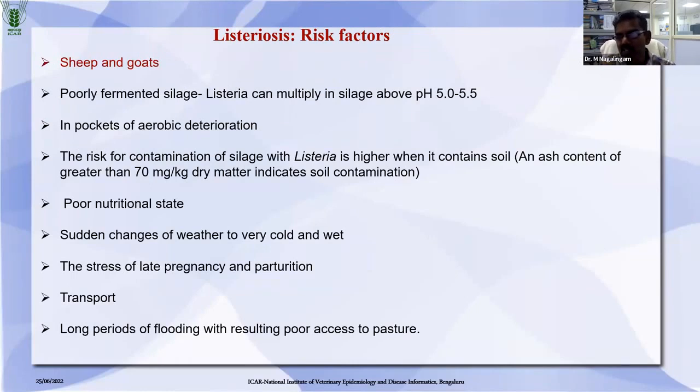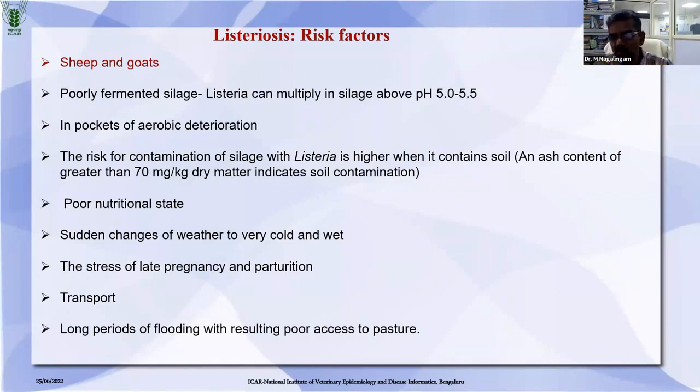Risk factors, again, include poorly fermented silage, because that silage will have pockets of aerobic deterioration wherein these organisms can grow. And if the silage is contaminated with soil, the possibility of Listeria contamination of the silage is higher. To detect contamination of silage with soil, estimate the ash content of the silage; a dry matter content of more than 70 milligram per kg indicates soil contamination.